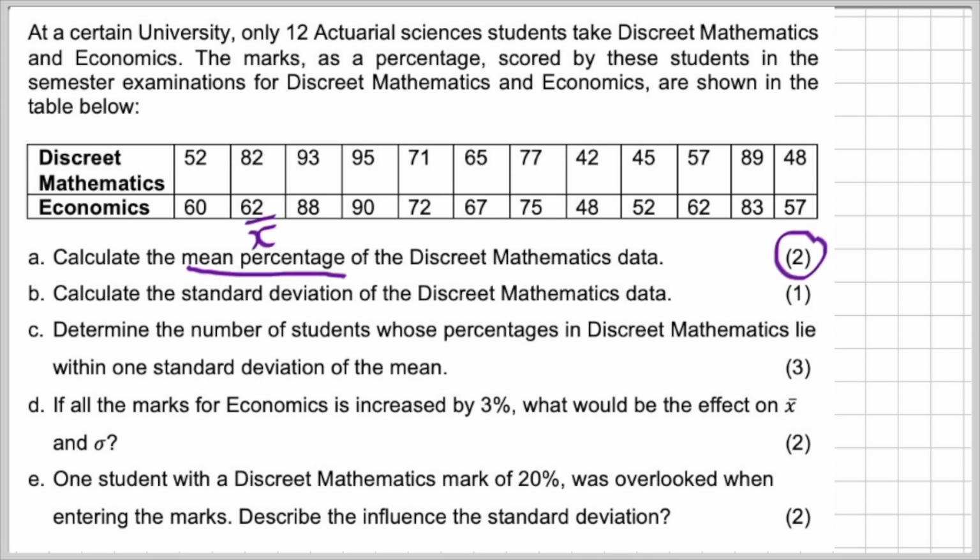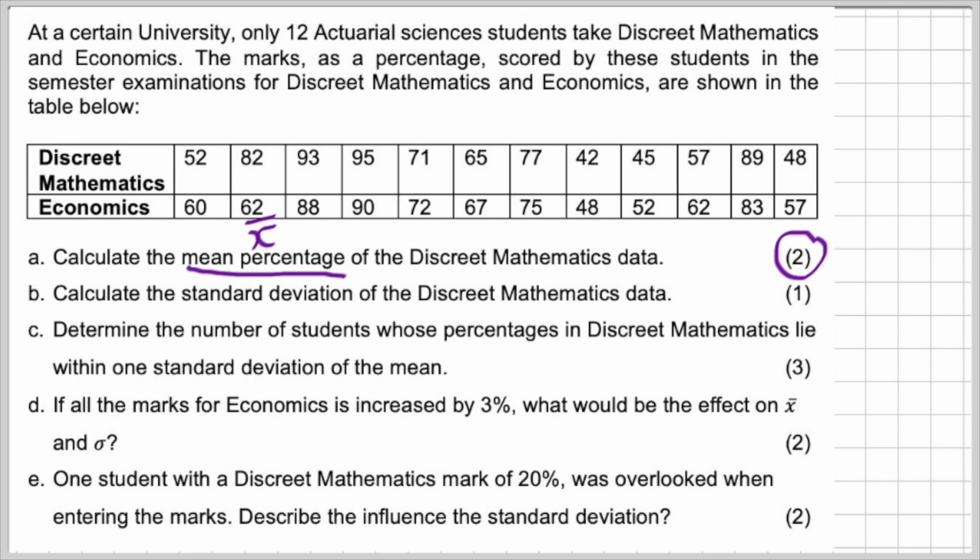Let's first read the information. I'm just jumping into the questions without reading the information properly. It says, at a certain university, only 12 actuarial sciences students take discrete mathematics and economics. The marks as a percentage scored by these students in the semester exam for discrete maths and economics are shown in the table below. First question, calculate the mean percentage, so X bar.